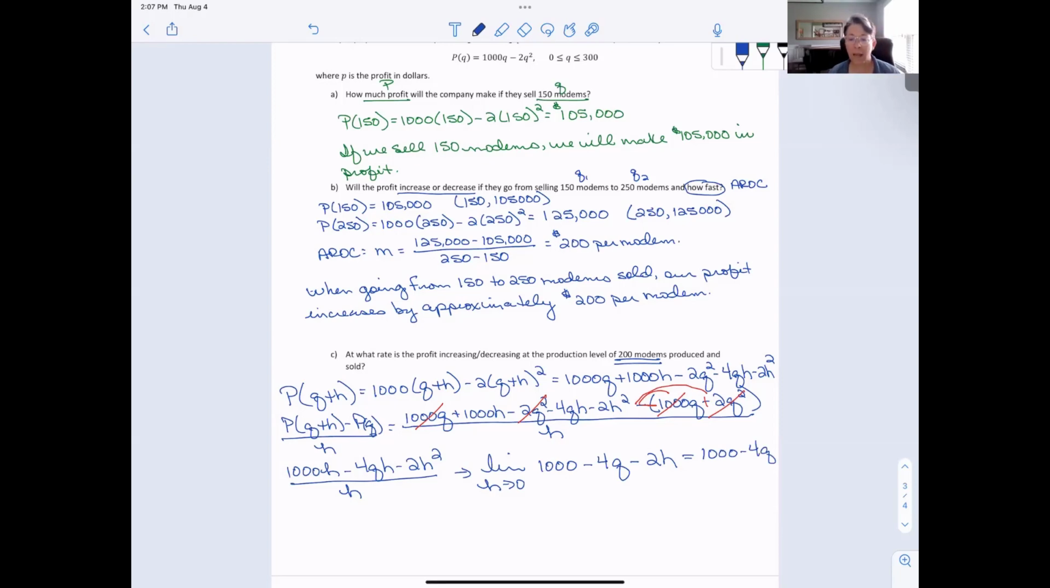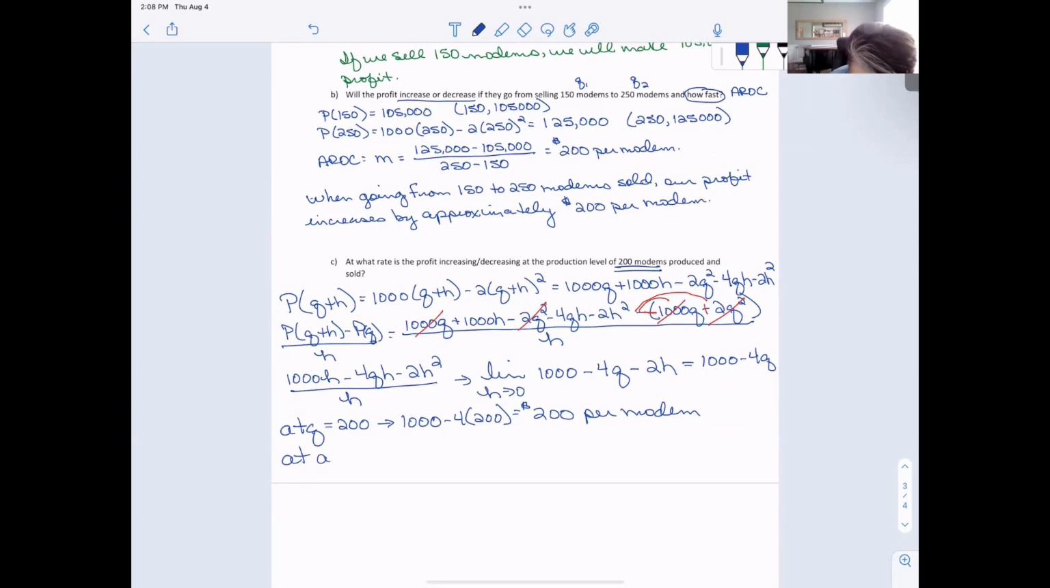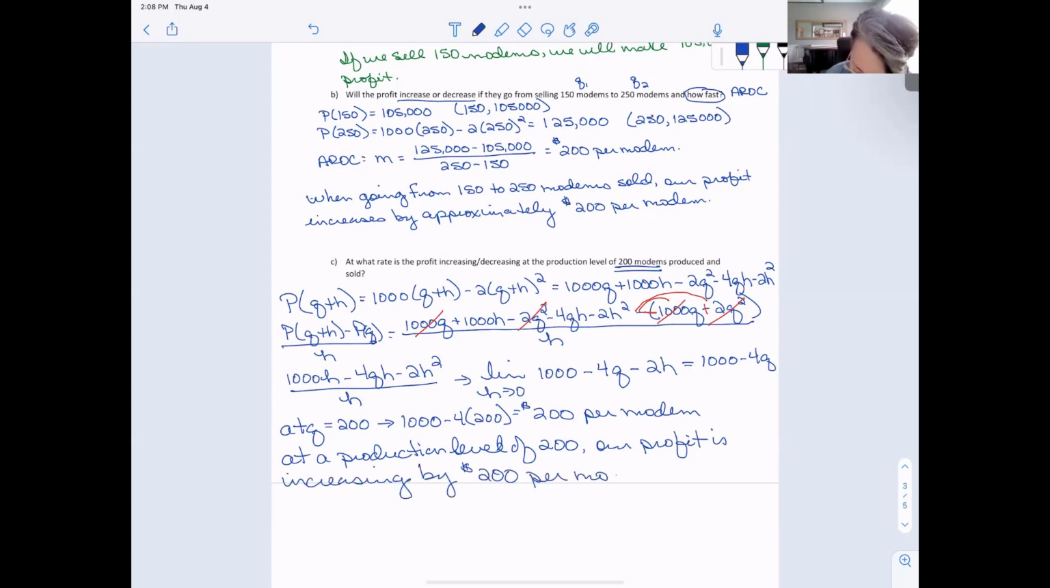But now we want it at a production level of 200. So at Q equals 200, we're going to get 1,000 minus 4 times 200, which also gives us 200. So we also have an instantaneous rate of $200 per modem. So we would just say at a production level of 200, our profit is increasing by $200 per modem.